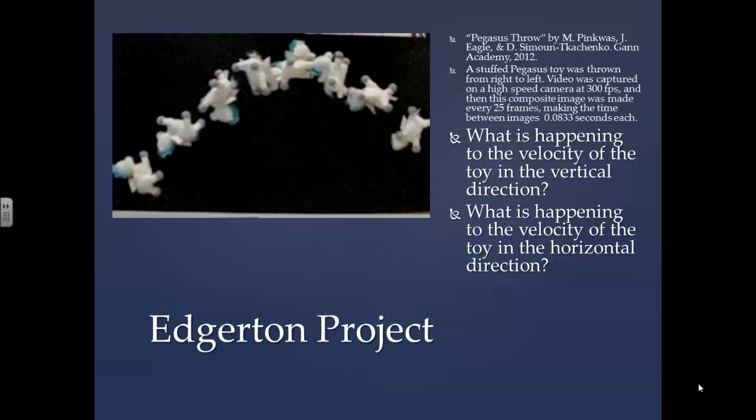Video was captured on a high-speed camera at 300 frames per second. And then this composite image was made every 25 frames, making the time between images 0.0833 seconds each. What is happening to the velocity of the toy in the vertical direction during this throw? What is happening to the velocity of the toy in the horizontal direction?